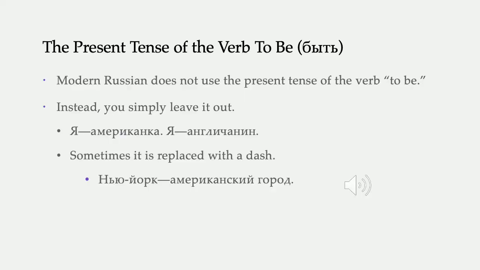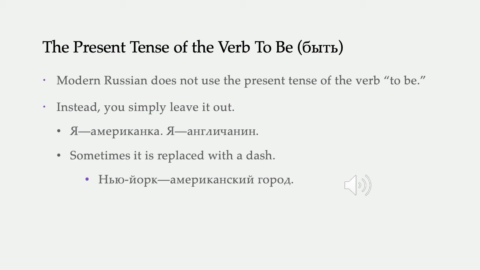So the verb to be in Russian is быть. But the exciting thing is that Russian does not use the present tense of the verb to be. There is no I am, you are, she is in Russian. You just completely leave the verb out. You don't use a verb at all to say am, is, or are in Russian.